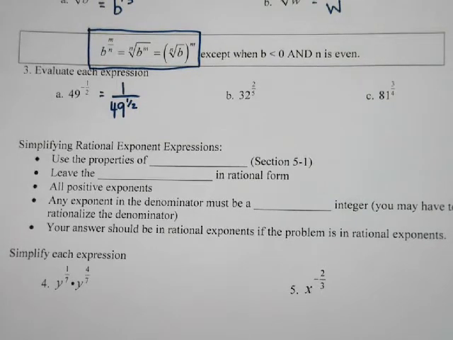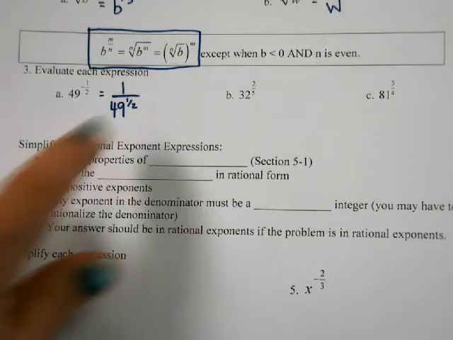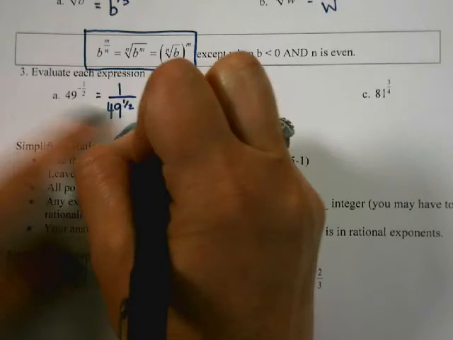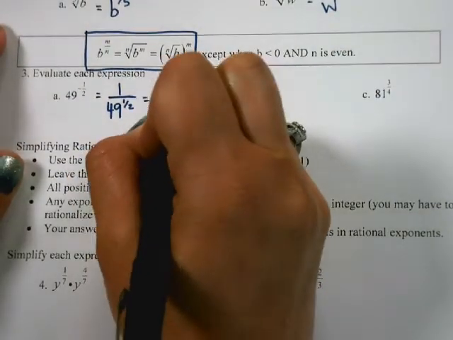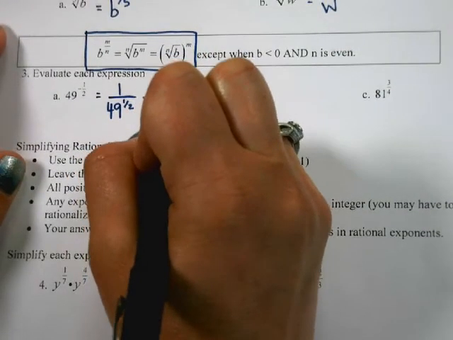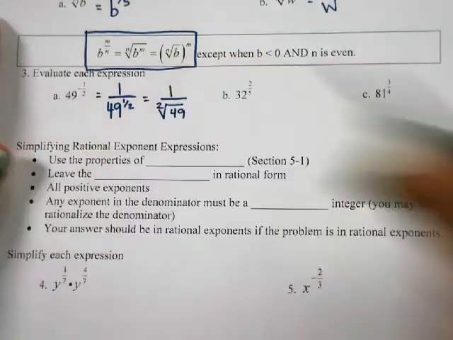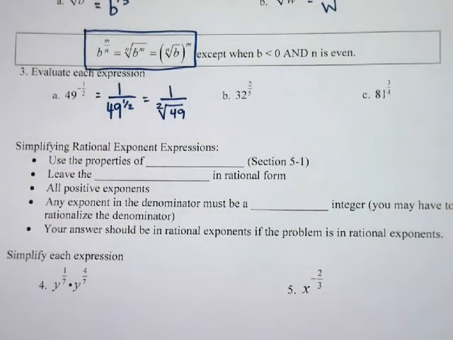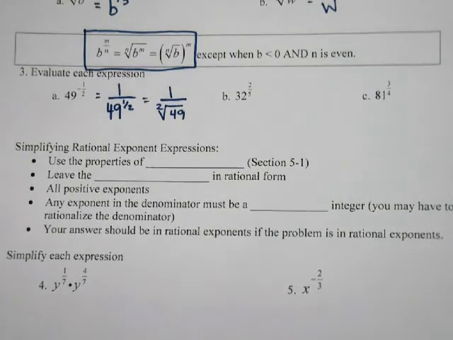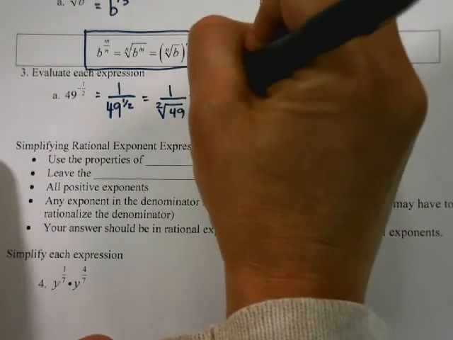Now let's turn this into radical form because I feel like that's probably more comfortable for you. My denominator is 2, so my index is going to be 2. So this is 1 over the square root of 49. What's the square root of 49? We may not need our chart for this one. 7, right? So this is 1/7.